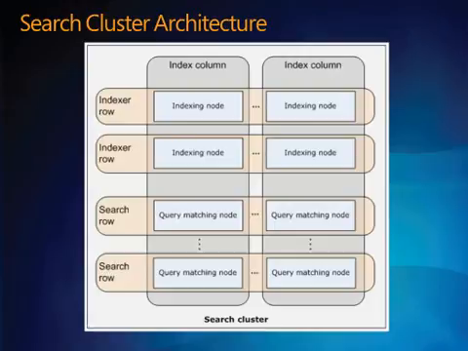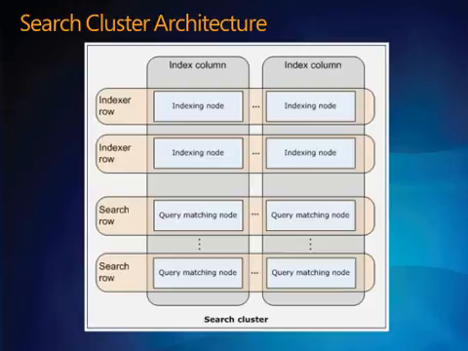The search cluster provides the main topology for indexing and query matching. The image shown here shows the key concepts used in the search cluster topology. Index column. The complete searchable index can be split into multiple disjoint index columns when the complete index is too large to reside on one server. A query will be evaluated against all index columns within the search cluster, and the results for each index column are merged into a final query hit list.